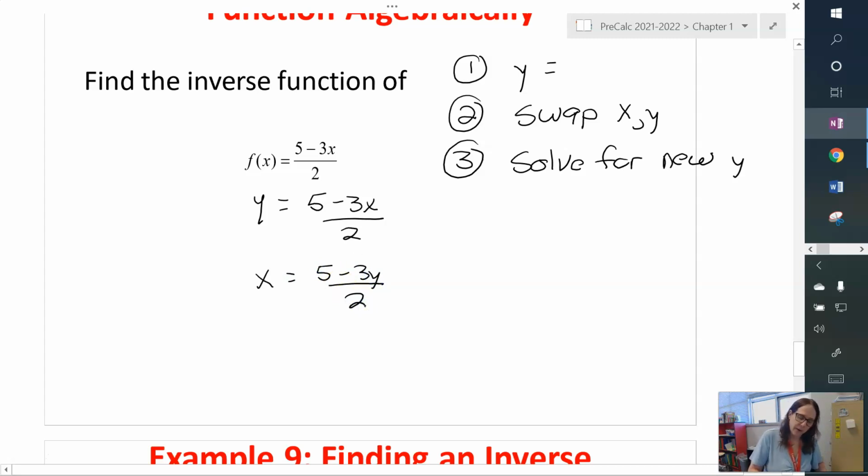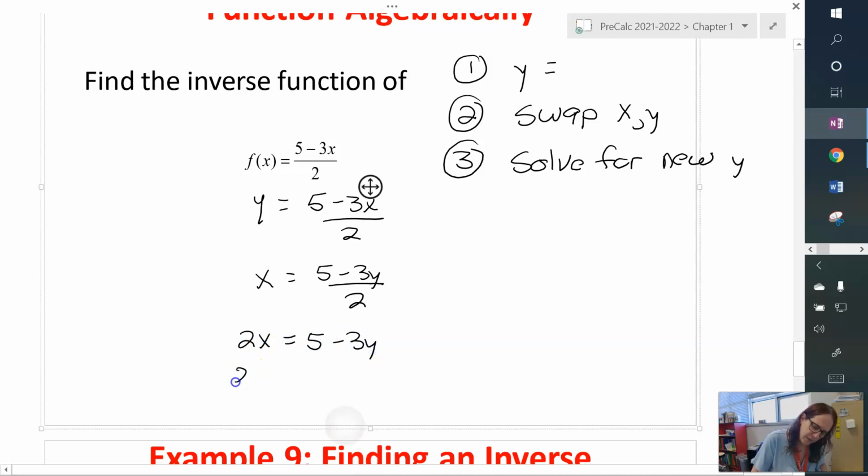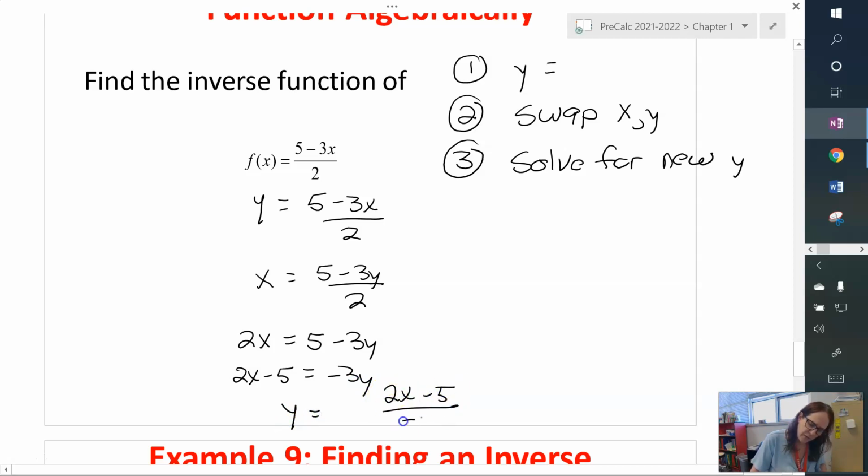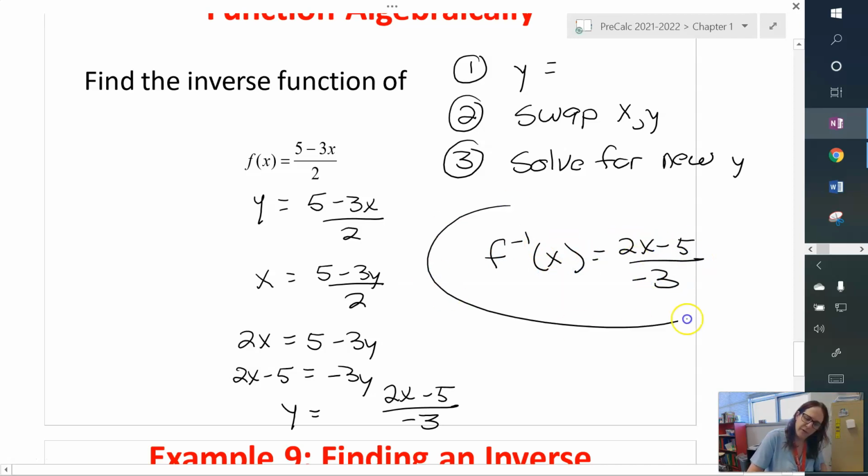Solve for the new y. 2x equals 5 minus 3y. 2x minus 5 equals negative 3y. So then y equals 2x minus 5 over negative 3. So now my inverse function is 2x minus 5 over negative 3.